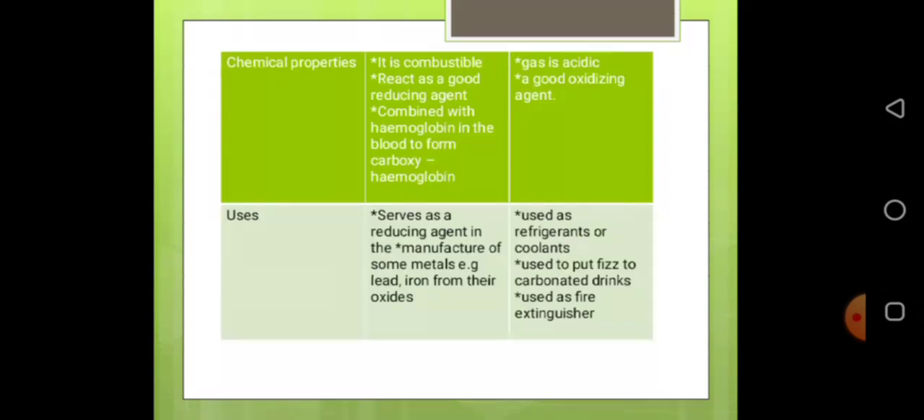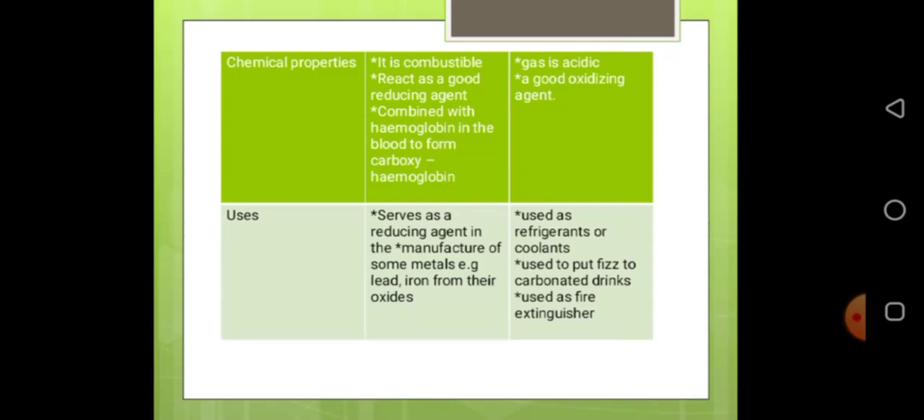Chemical properties: carbon monoxide is incombustible. It acts as a good reducing agent. It combines with hemoglobin in the blood to form carboxyhemoglobin. So these are the chemical properties. When you inhale carbon monoxide, this is what is going to happen in your lungs.